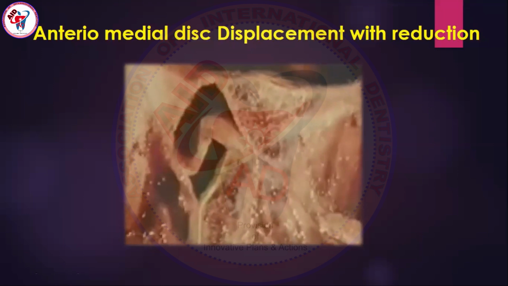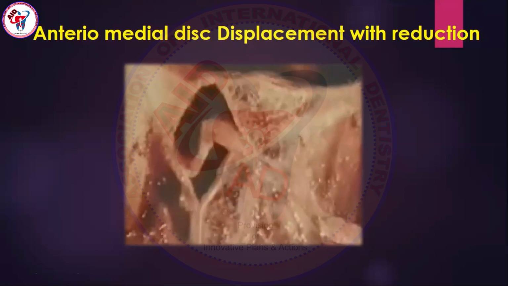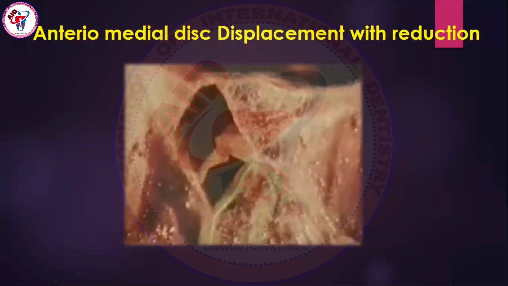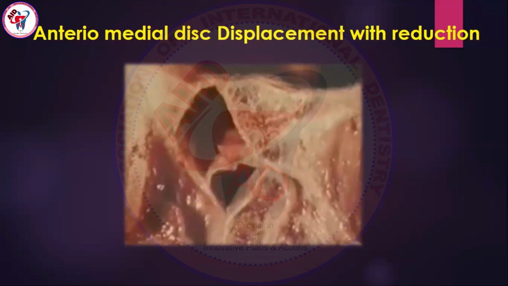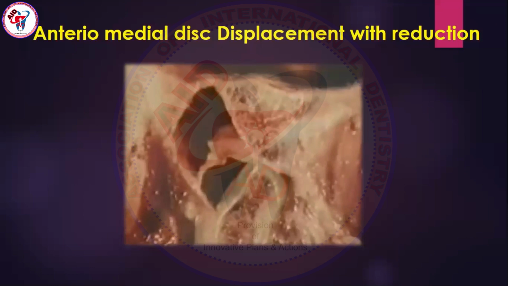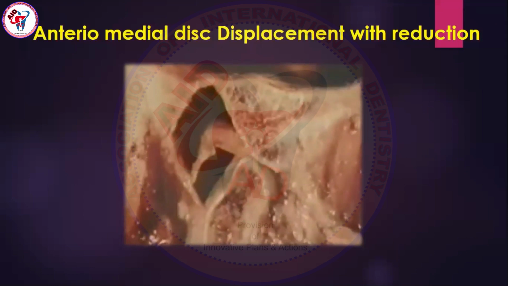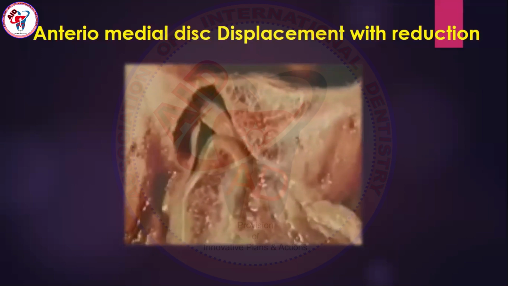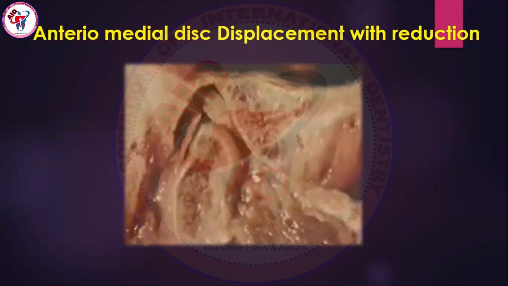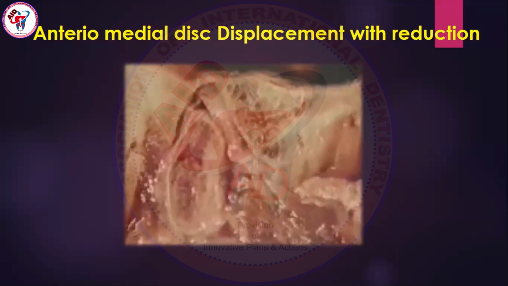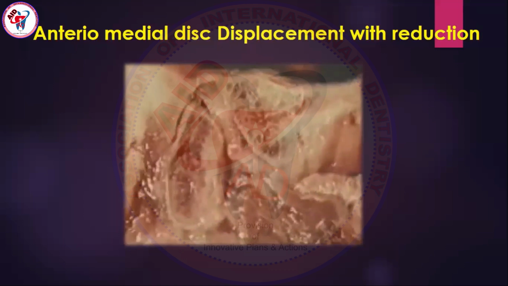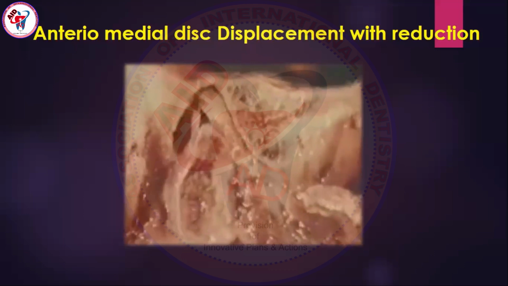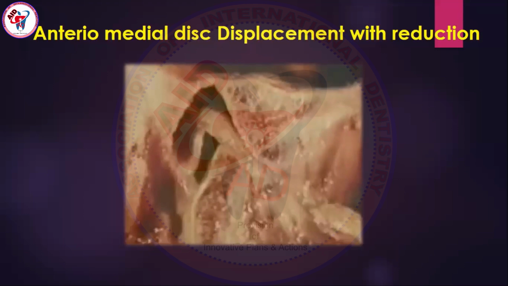The posterior ligament is very loose now, and the disc is shifted toward the medial side as well. So the disc is not present over the condyle; it is on the medial side. But as the condyle moves back to its original or closing position, the disc starts coming to the lateral side and comes right into the glenoid fossa like this. So there will also be a click sound, but this click will be more on closing as compared to opening. That is the second stage.